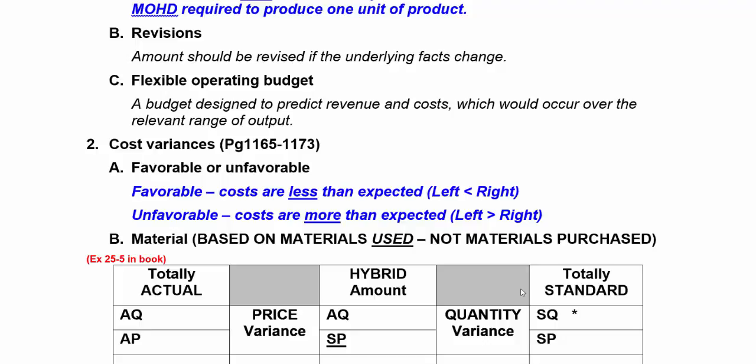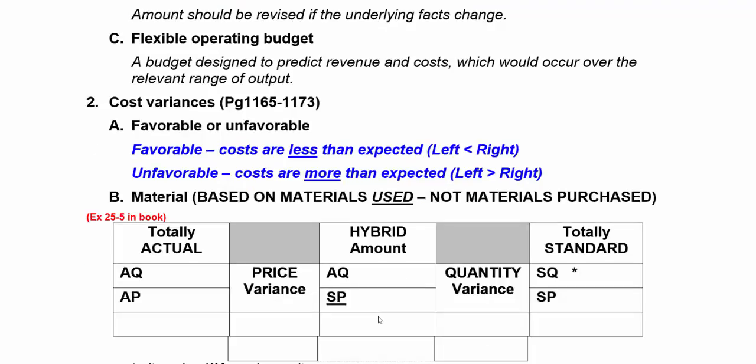So the instructions say to compute the material variance and the price and quantity variances, and then do some variations with a change in the facts. We'll just look at the basic one and won't even worry about the total, just the actual price and quantity variances, because those are the two kinds that we can compute.